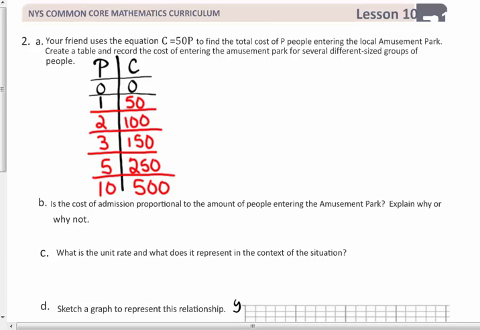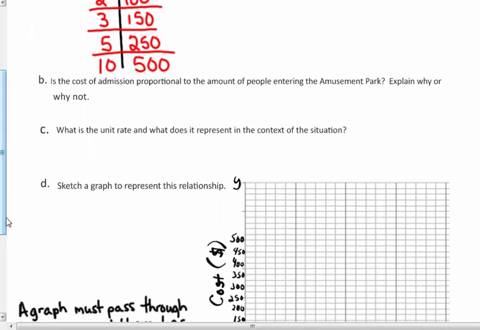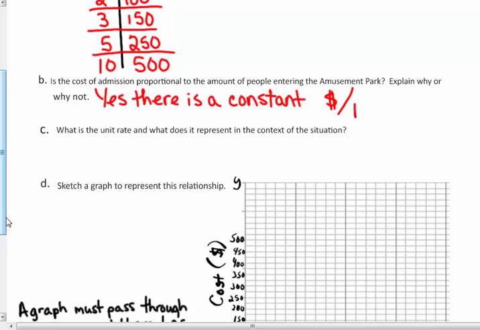Part B, is the cost of admission proportional to the amount of people entering the amusement park? Explain why or why not. Yes, it is proportional. There is a constant. It's $50 per, oh, I didn't put the 50 in. It's $50 per person.